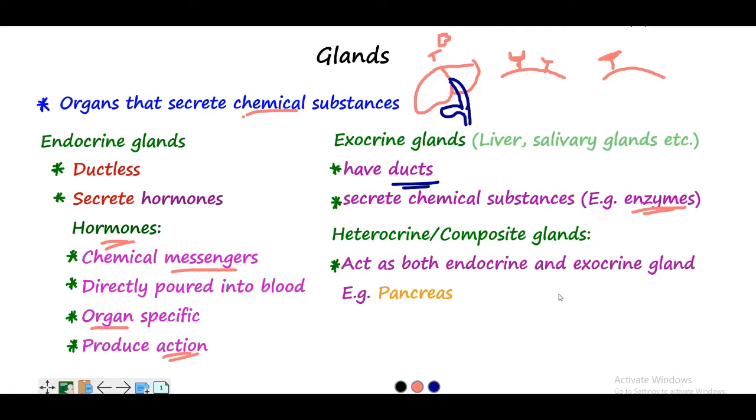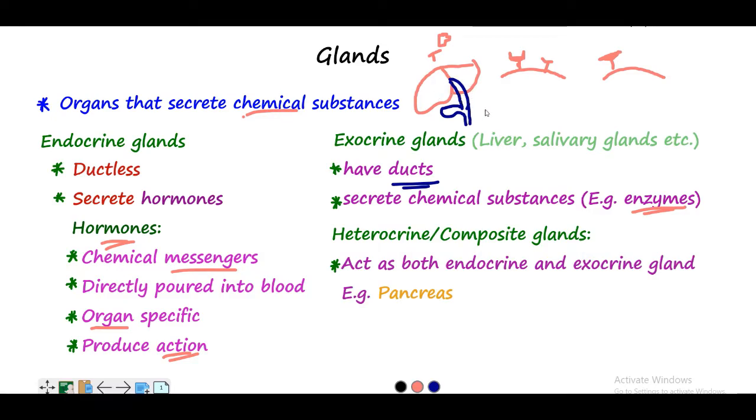So as I said here, the liver secretes bile. So the liver is a gland, it has a bile duct, so it's an exocrine gland, and it secretes bile. Now this bile is composed of chemical substances. It has bile salts, it has pigments, bilirubin, biliverdin, it has enzymes for fat digestion. So it is produced into the small intestine. The target site is the small intestine. So it has a duct attaching it.